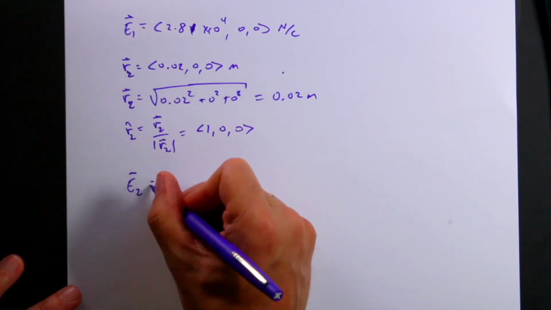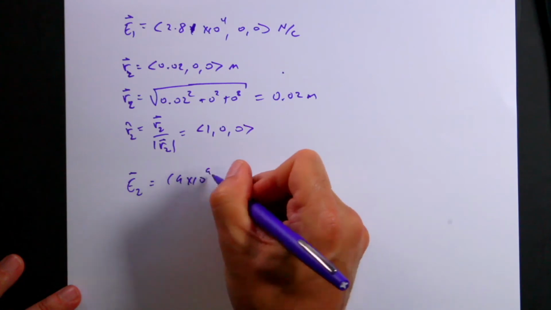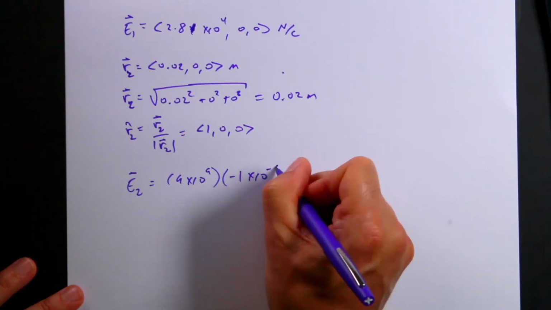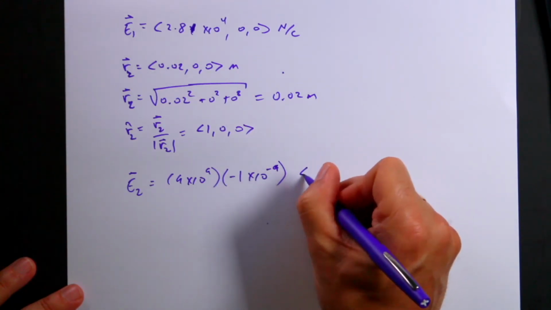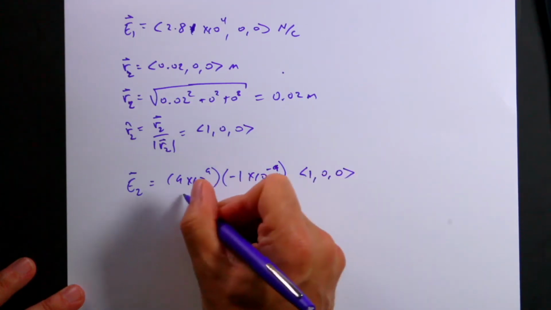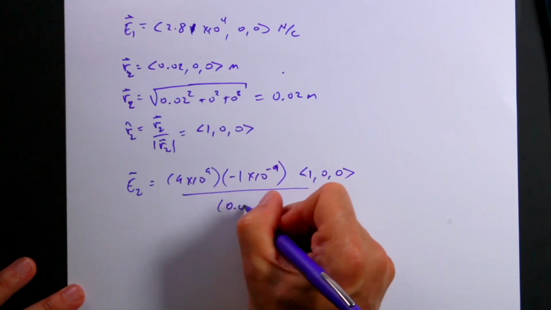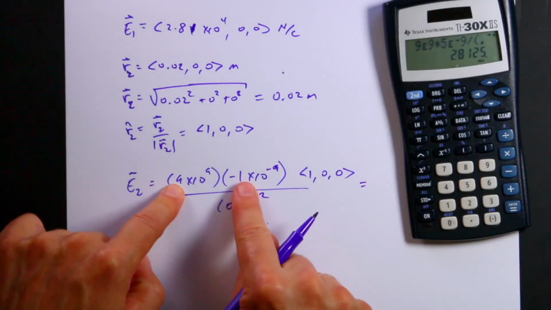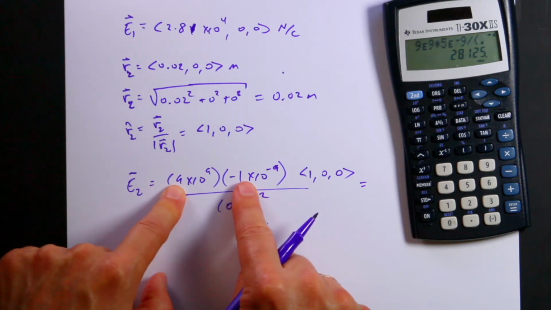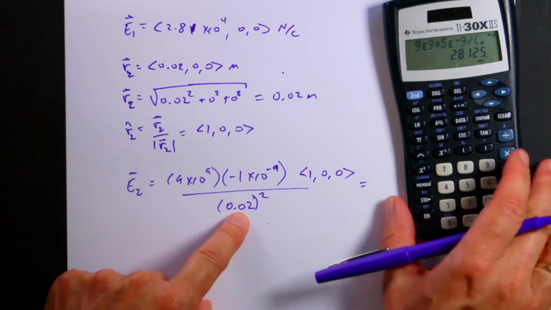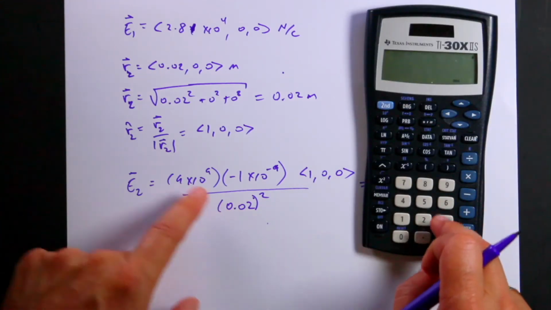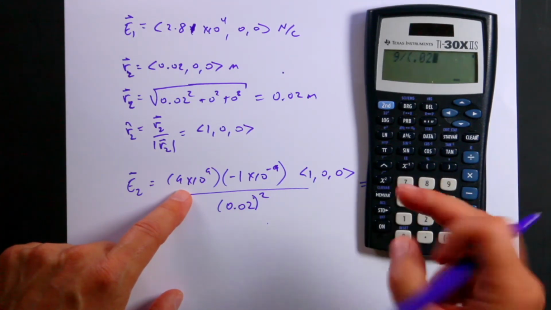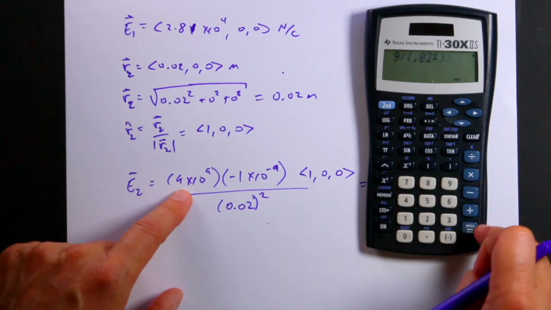E2 is going to be equal to K, 9 times 10 to the ninth, times Q, which is negative 1 times 10 to the negative ninth. And then I need to multiply by that unit vector, 1, 0, 0, and divide by this 0.02 squared. So let's put that in our calculator. 9 times 10 to the ninth times negative 1 times 10 to the negative ninth is negative 9. So I have to take negative 9 divided by 0.02 squared. So let's just put this as 9 divided by parentheses 0.02, which we could have done in our head, squared, close parentheses, equals.